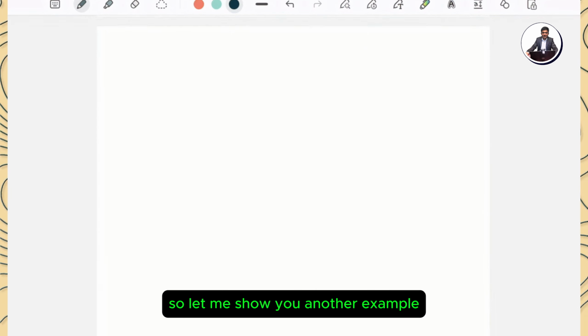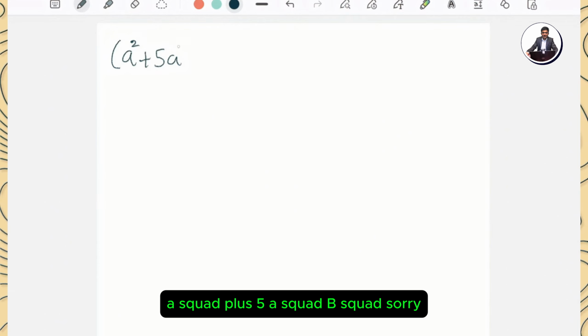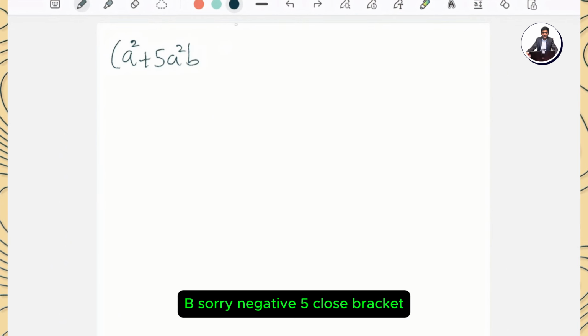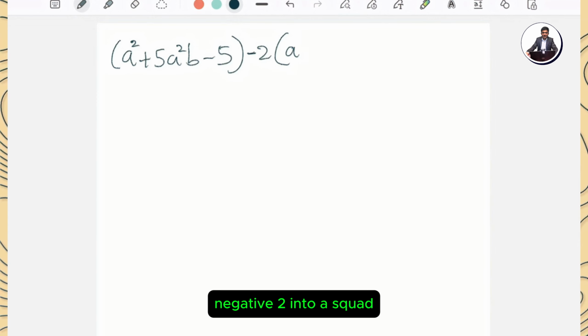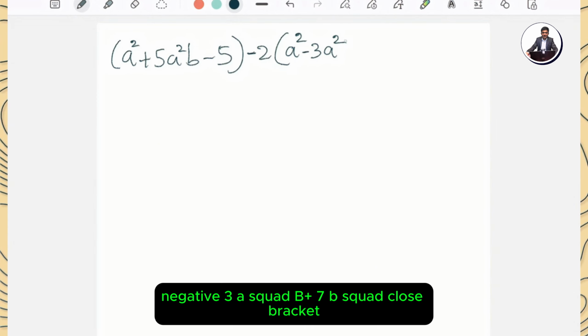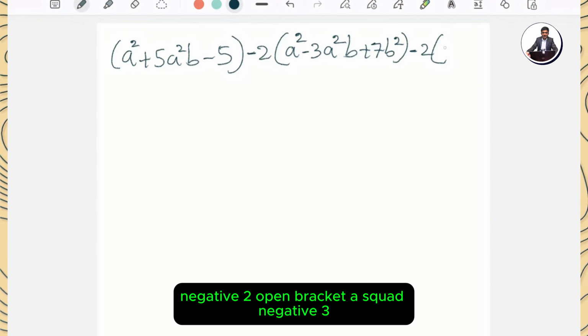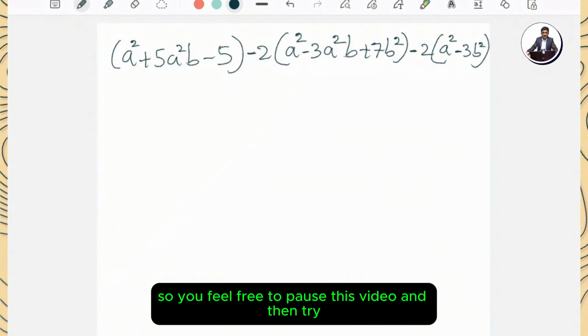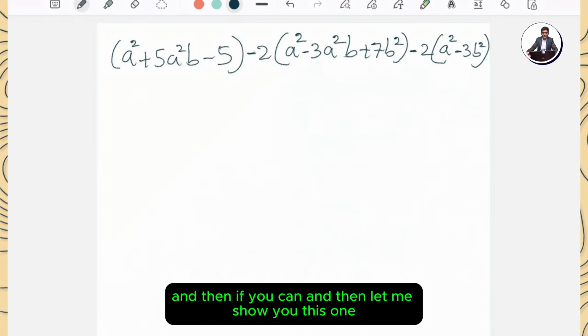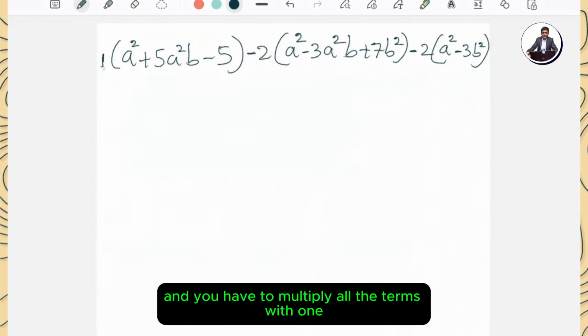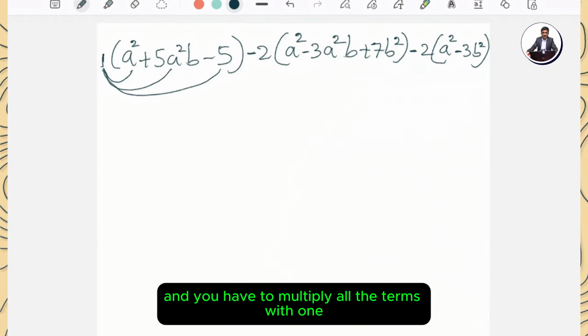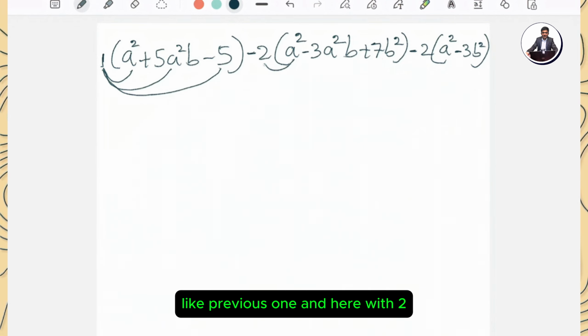So let me show you another example. a squared plus 5a squared b, negative 5, close bracket, negative 2 into a squared, negative 3a squared b plus 7b squared, close bracket, negative 2, open bracket, a squared, negative 3b squared, close bracket. So feel free to pause this video and try, and then let me show you this one. Here is 1, and you have to multiply all the terms with 1 like the previous one, and here with 2, and here also with 2.